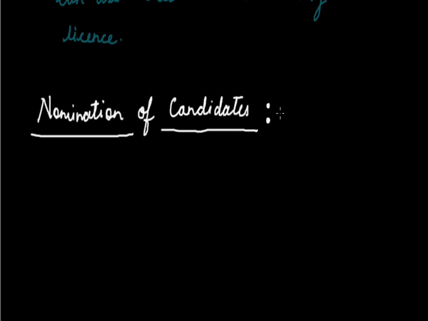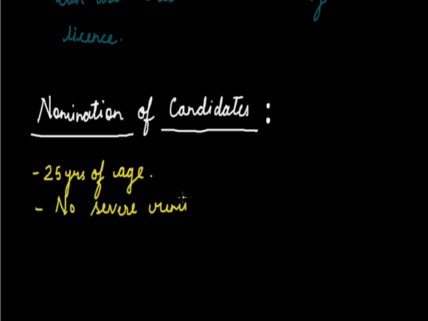To be a candidate in the election, the person has to fulfill certain qualifications. The first is the person has to be more than 25 years of age. The person should not hold any criminal record. And the person should be mentally sane. Citizenship is a certainty, of course.